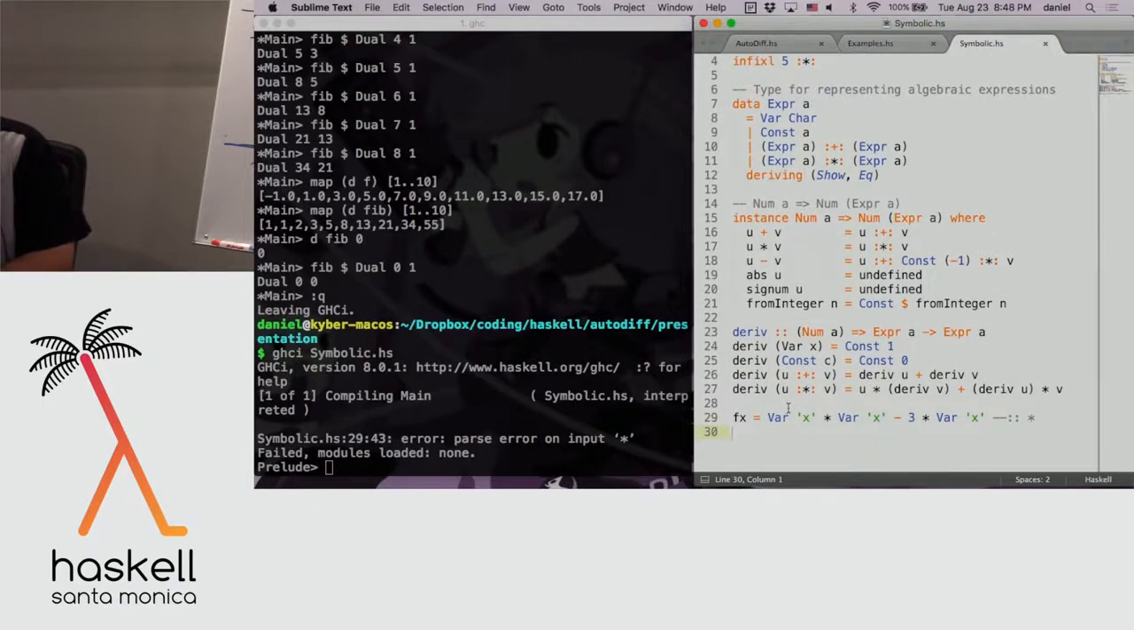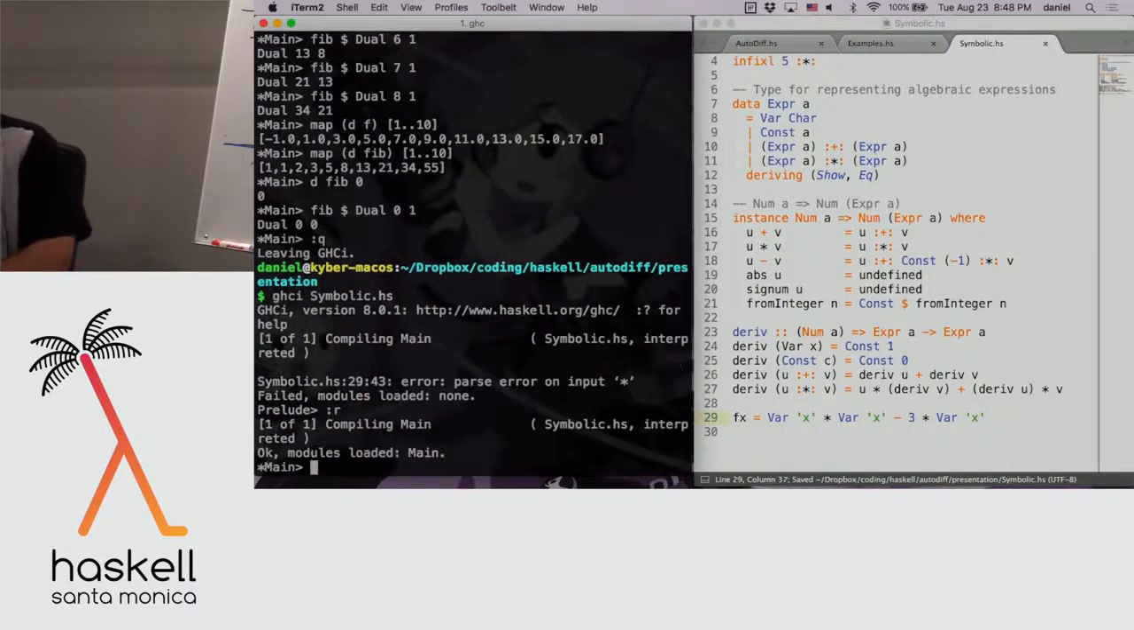On star. On what line? Oh, it's not recognizing that that's a comment. Because there's something. Yeah. Okay. Just get rid of that. Thank you. Okay. So let's look at the type of fx.